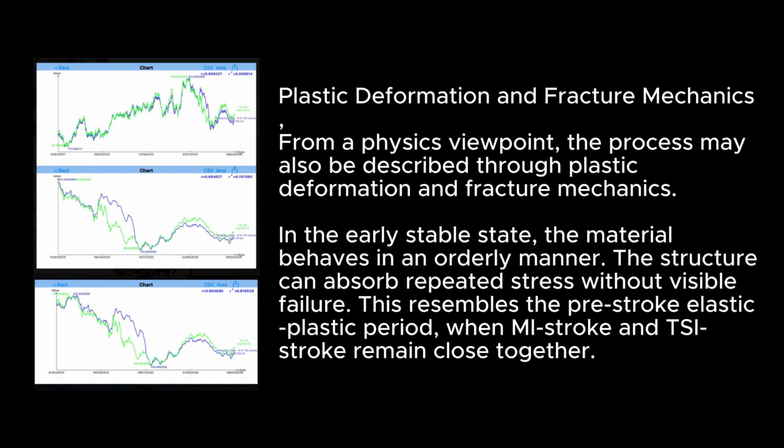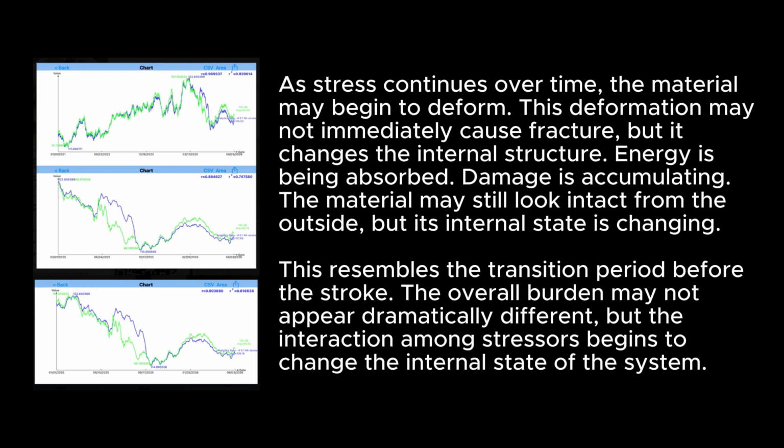Plastic deformation and fracture mechanics. From a physics viewpoint, the process may also be described through plastic deformation and fracture mechanics. In the early stable state, the material behaves in an orderly manner. The structure can absorb repeated stress without visible failure. This resembles the pre-stroke elastic-plastic period, when Me-stroke and TSI-stroke remain close together. As stress continues over time, the material may begin to deform. This deformation may not immediately cause fracture, but it changes the internal structure. Energy is being absorbed. Damage is accumulating. The material may still look intact from the outside, but its internal state is changing. This resembles the transition period before the stroke. The overall burden may not appear dramatically different, but the interaction among stressors begins to change the internal state of the system.